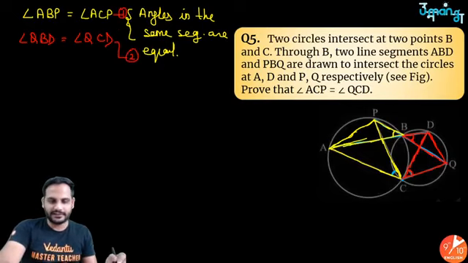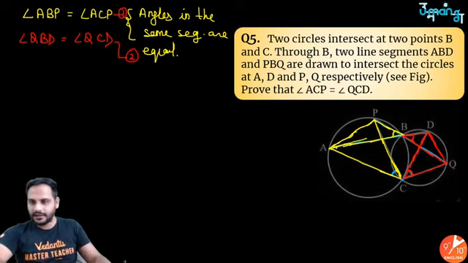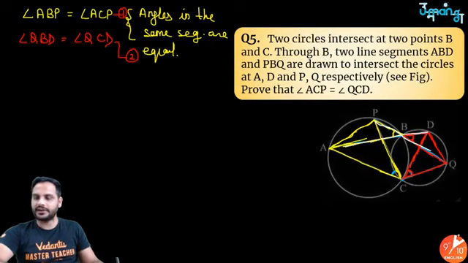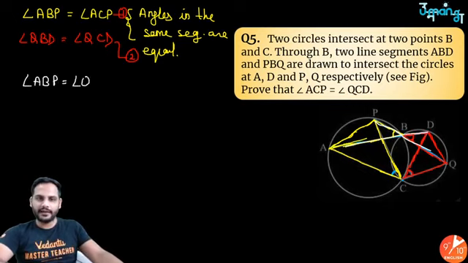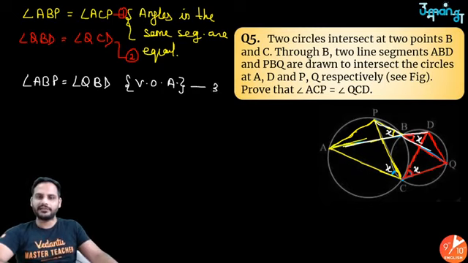One more equation I can see: this angle ABP and this angle QBD, they both are equal because these are two straight lines forming vertically opposite angles. So angle ABP is equal to angle QBD because they are vertically opposite angles. So if this angle and this angle are equal, and I know this and this are also equal, all the four angles became equal to each other. So let us say this is equation 3.